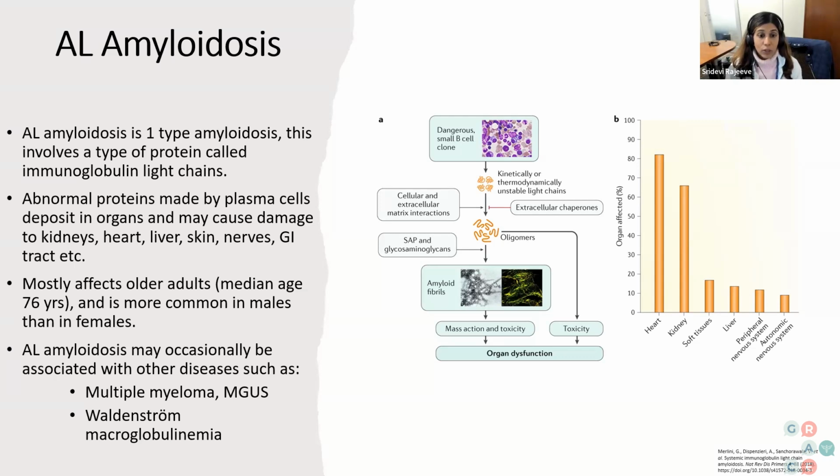AL amyloidosis can occasionally also be associated with other plasma cell disorders, such as multiple myeloma, which is a cancer of the white blood cells called plasma cells, which we discussed before, or it can also be a part of Waldenstrom's macroglobulinemia, which is a problem with another type of white blood cell in the marrow called B cells.